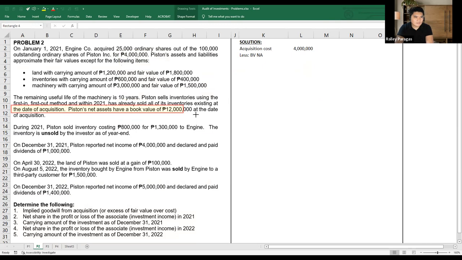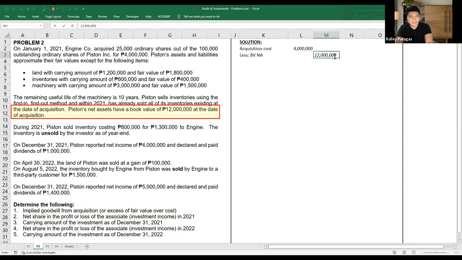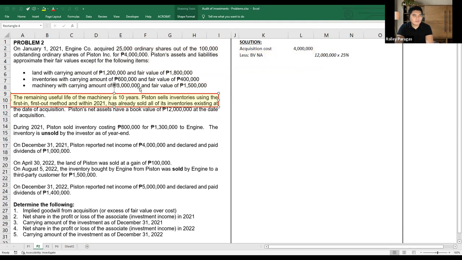So magkano ba yung book value ng assets na in-acquire natin? Hanapin natin sa problem, sinabi dito sa ilalim. Piston's net assets have a book value of 12 million. Okay. So 12 million, pero definitely hindi yan yung i-recognize mo in full. Kasi kinukuha mo lang yung share mo dyan. So i-multiply mo yan by 25%. Sir, paano nakuha yung 25%? 25,000 ordinary shares over a total of 100,000 outstanding ordinary shares. Okay? Alright. So magkano yan? That's 12 million.